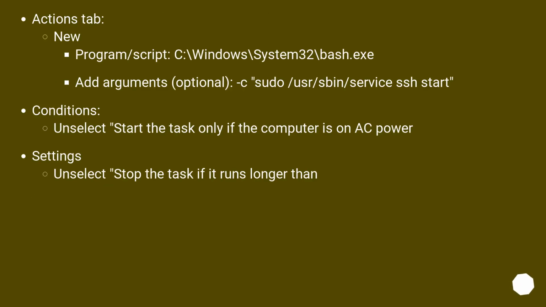Actions tab. New. Program/script. C:\Windows\system32\bash.exe. Add arguments, optional: -c "sudo /usr/sbin/service ssh start". Conditions. Unselect start the task only if the computer is on AC power. Settings. Unselect stop the task if it runs longer than.